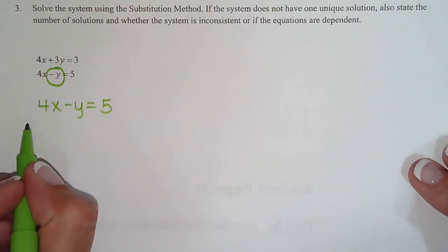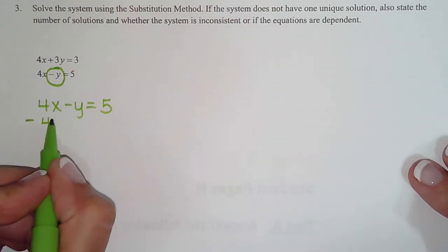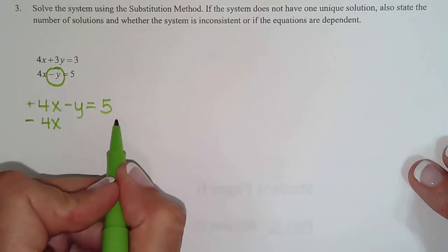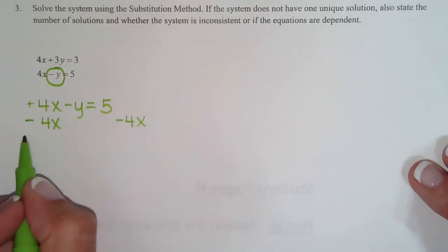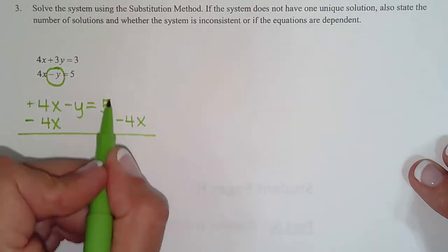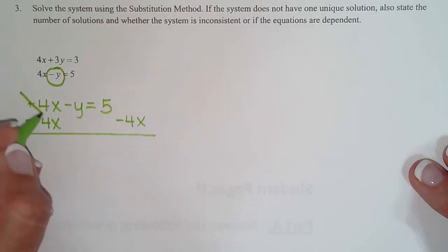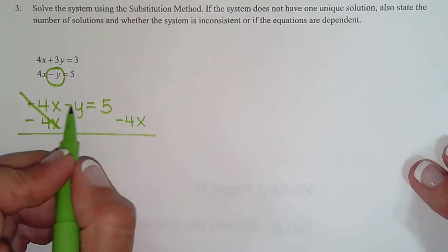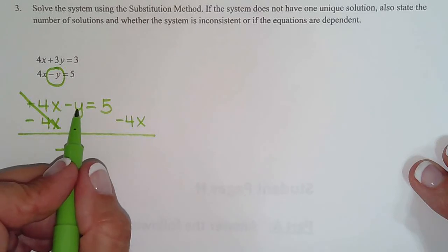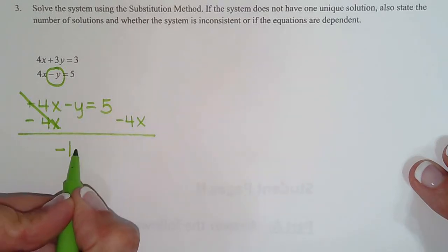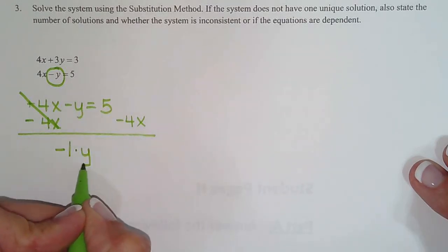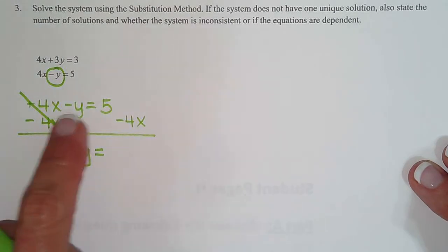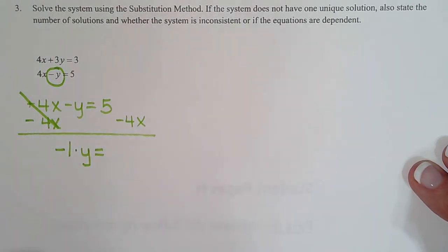Okay, so to get y alone, I have to do the opposite. Subtract 4x, because this is positive, and go over here and write subtract 4x. Remember, we don't want to put it under the 5 because they're not like terms. So the x's are gone on the left, which is our goal. And I want to remind you that -y means -1 times y. Sometimes students forget that, so it might be a good idea to write it like that. -y means -1 times y.